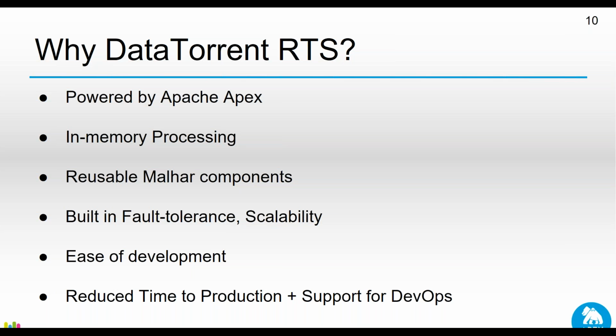And DataTorrent RTS is powered by Apex that way. In terms of scalability, these operators could be deployed. So as we said, it's a distributed in-memory processing. So it could be deployed on different nodes as such, based on your need, based on the data that is being thrown to this particular application. And accordingly, it scales out and scales in based on the velocity of the data that comes to this particular application.